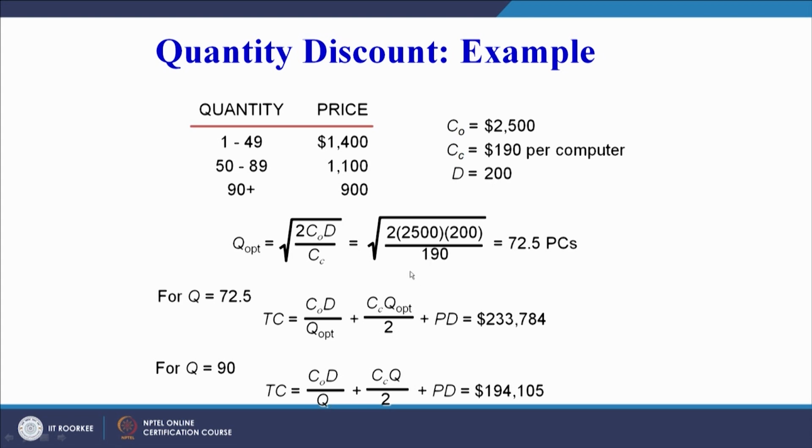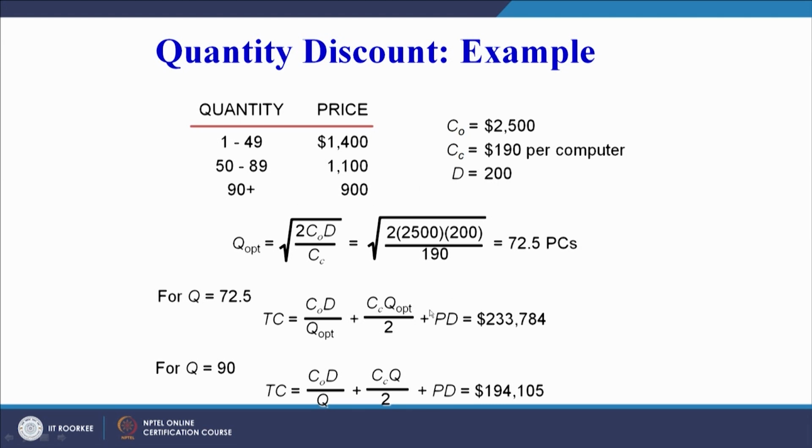Q optimum we have already calculated. So if we calculate for Q equal to 90, Q optimum is 72.5, but here we are using Q as 90 because if we order 90 plus, our price comes down to 900. So our P here, that is our price, is 900 now because we are ordering 90. So 900, and D is 200.